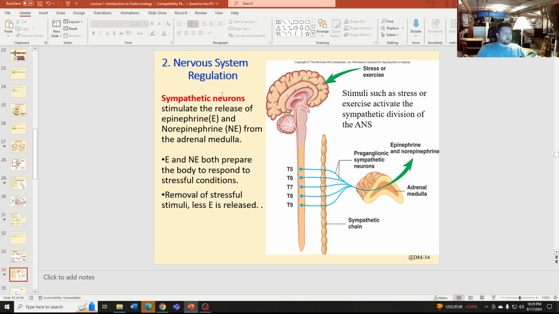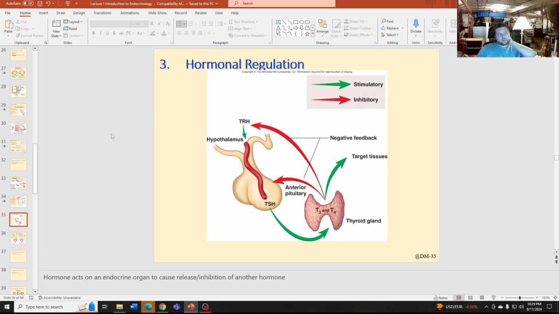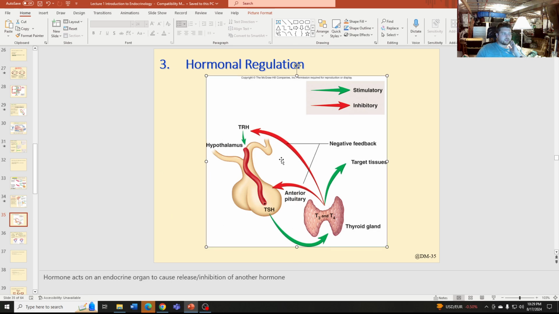Nervous system, so sympathetic nervous system, epinephrine and norepinephrine, prepare the body for those stressful signals. And when we remove that stress, we get less of the epinephrine released. So that's thanks to the nervous system. Hormonal regulation, this is like our classic negative feedback loop that we'll see a bunch of.